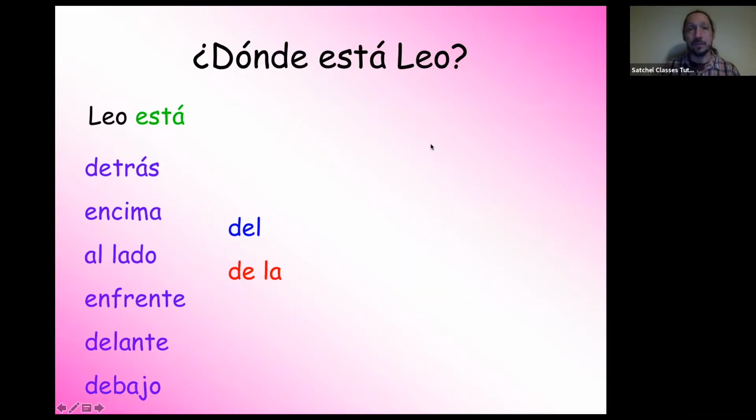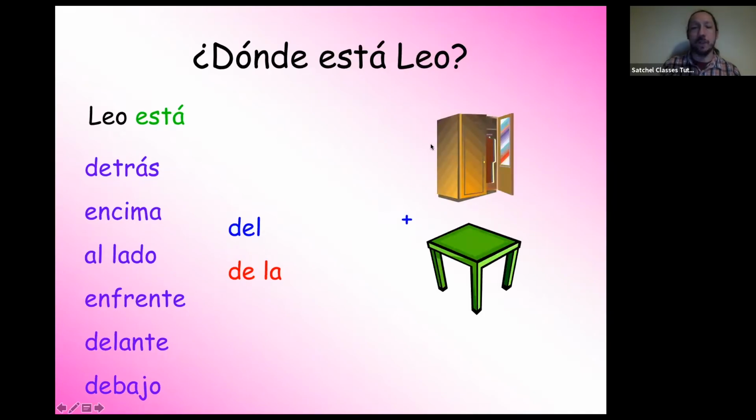Now, del or de la depend a lot on what is after those two words. Del is used when you have a masculine word and de la when you have a feminine word. Examples. Detrás del armario. Enfrente del armario. Al lado del armario. Delante or debajo del armario. De la, on the other hand, is going to be used with feminine words. For example, detrás de la cama. Encima de la estantería. Enfrente de la ventana. Delante de la cama o debajo de la mesa. All of these words are feminine.